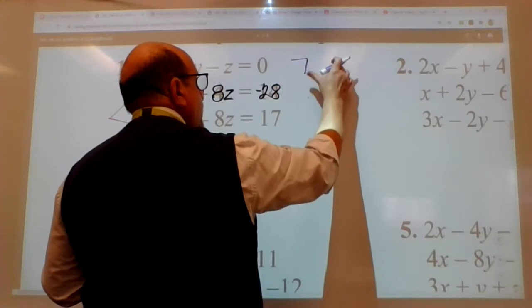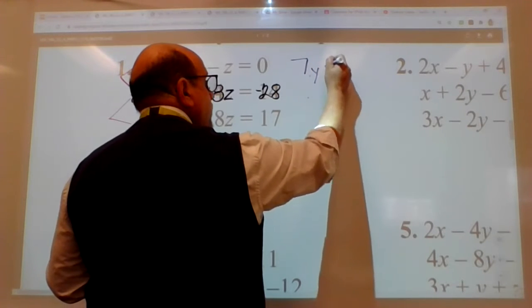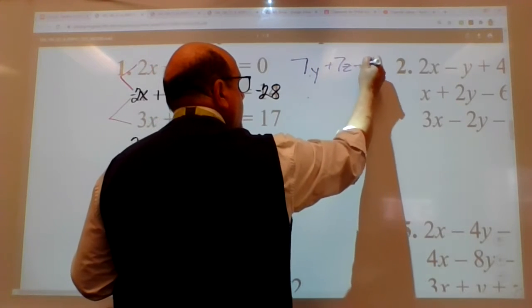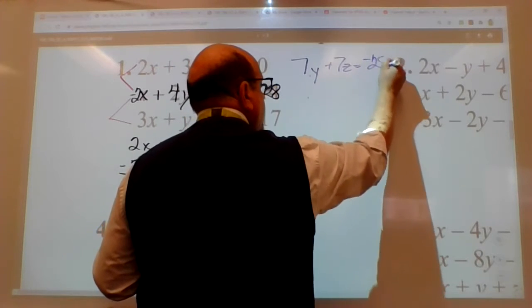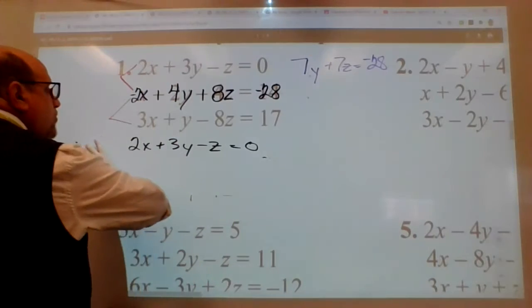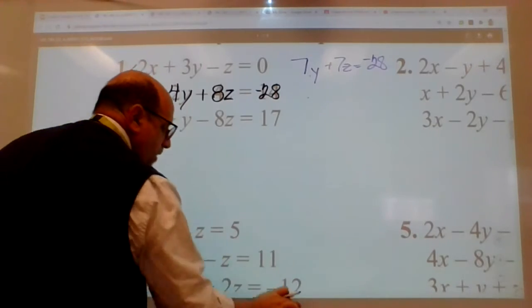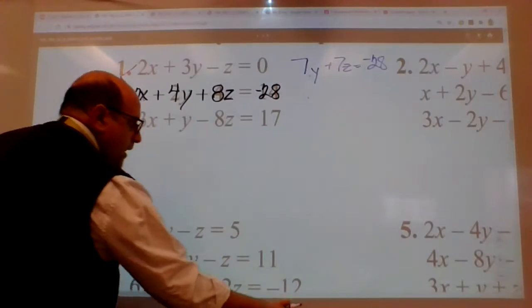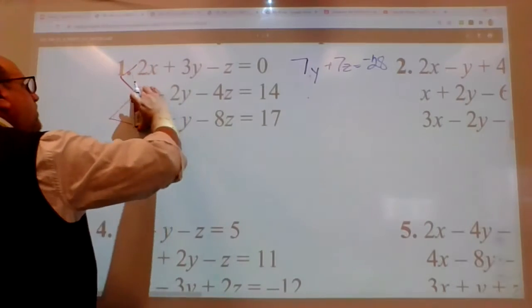Oops. So 7y + 7z equals negative 28. That's one of our equations that we're going to use for step 3. Here we go. All right. I'm going to undo this, take it back to its regular problem.